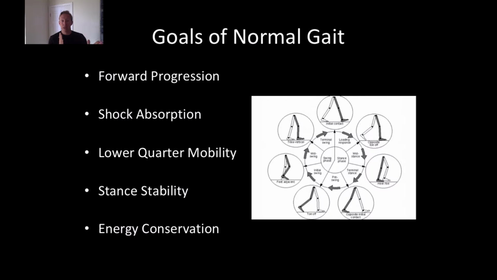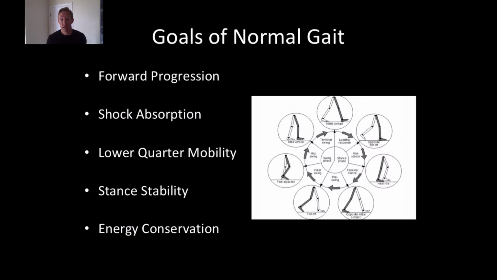Lower quarter mobility. We'll look at the angles that are needed at our hip, knee, and ankle to achieve normal gait. Stance stability is a huge one. We'll talk about gluteus medius, our hip abductors, how important they are. There's always a period in the gait cycle where we're standing on one leg. It happens quickly, but we're standing on one leg, so we need stability there.